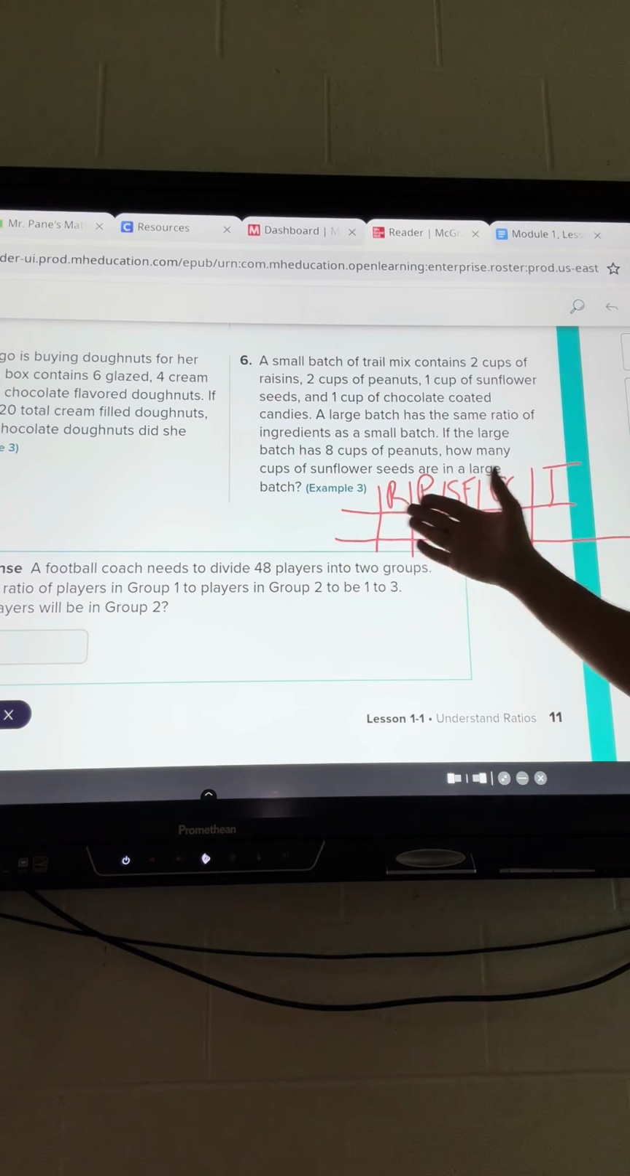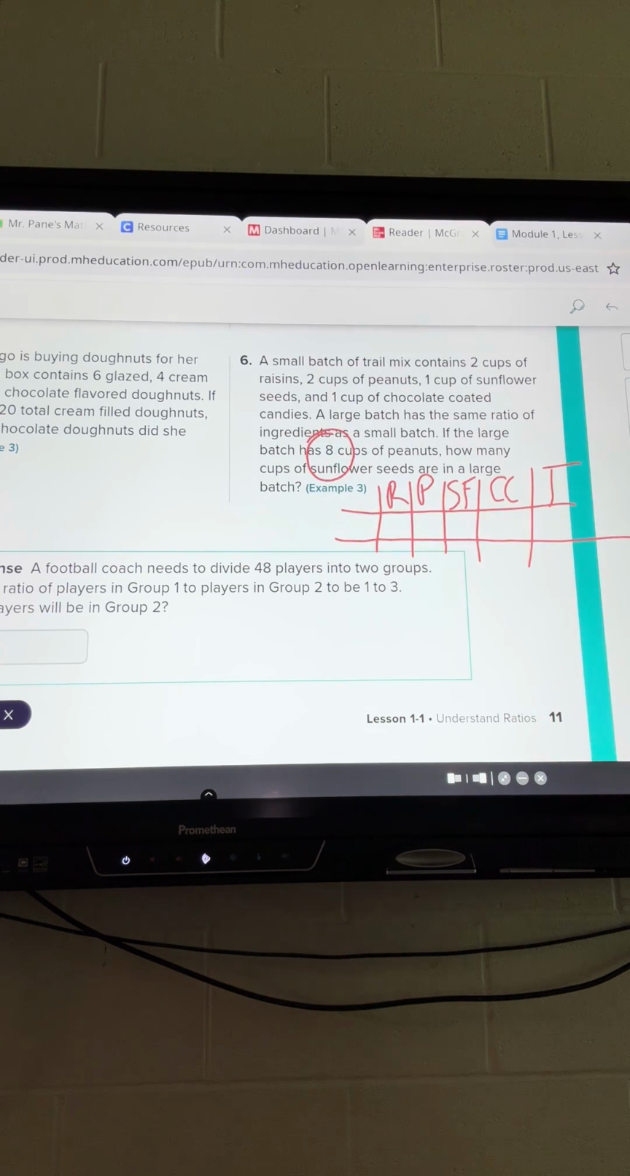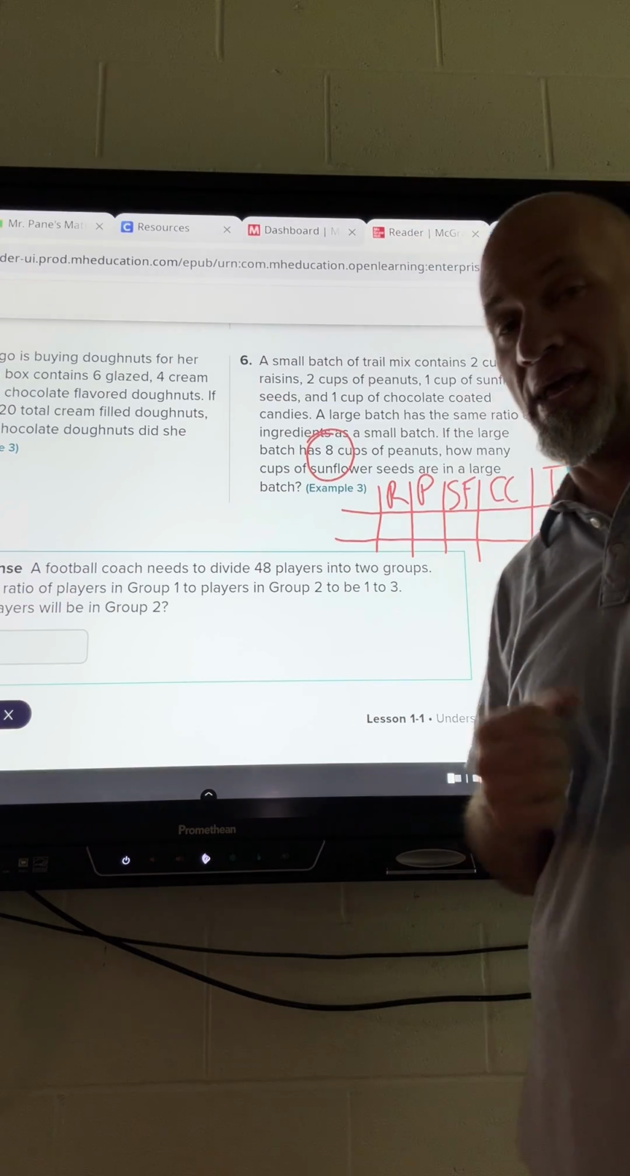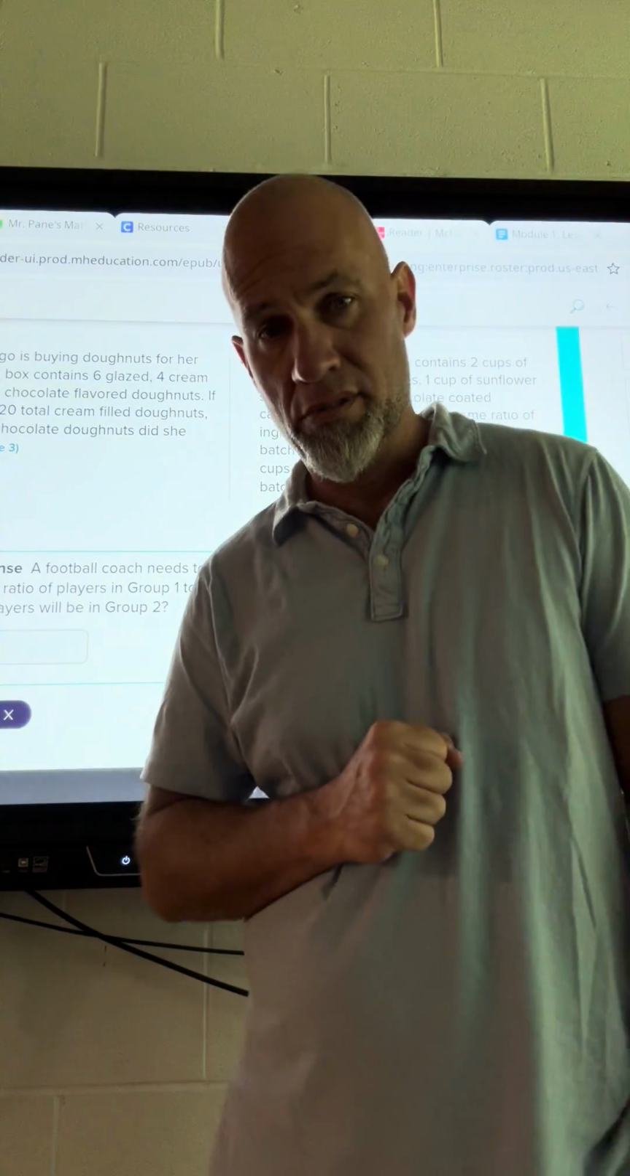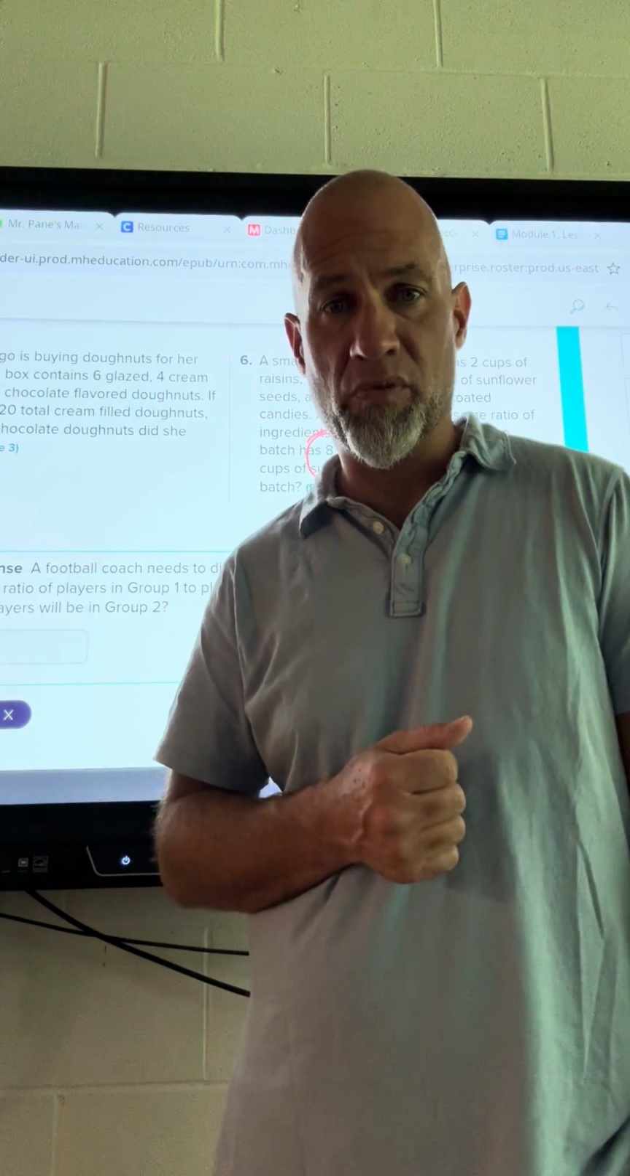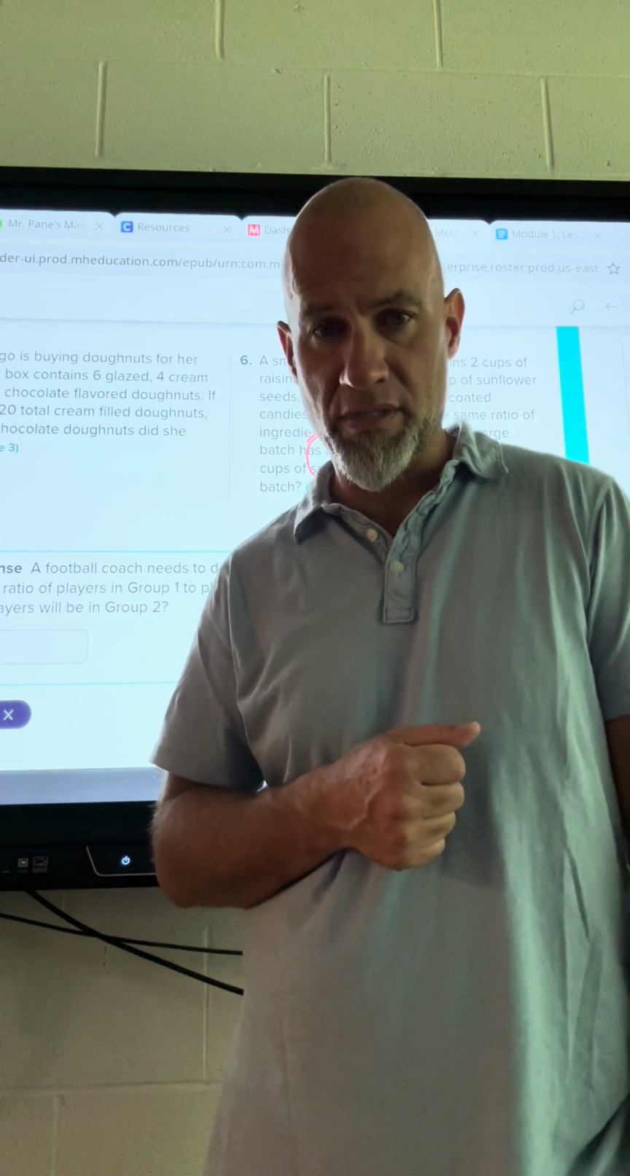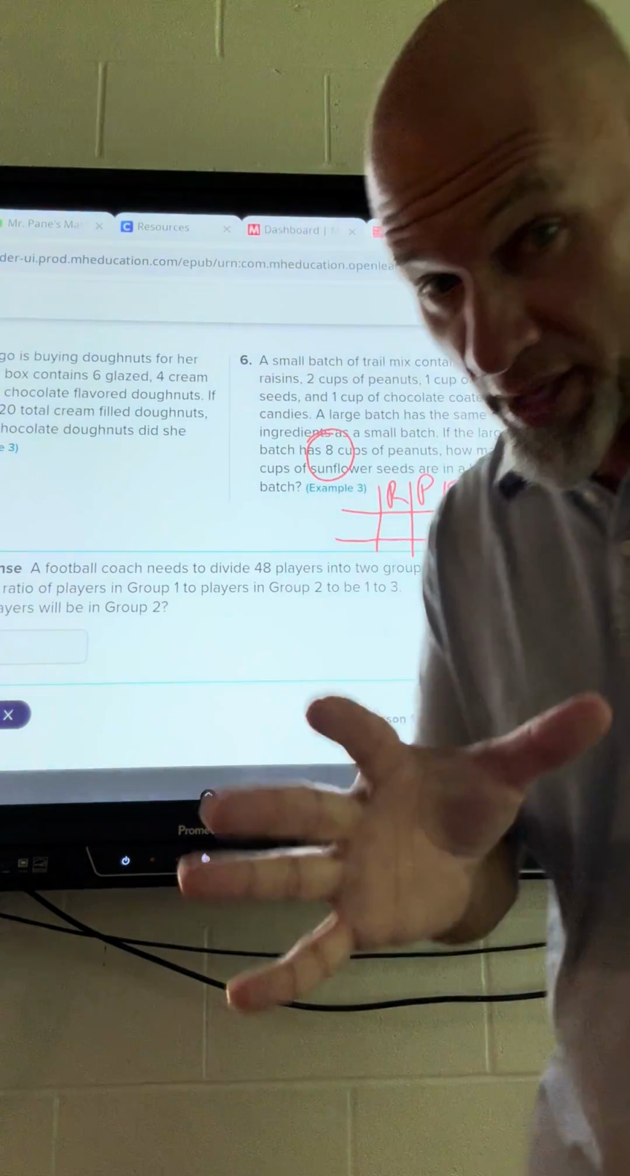So you're going to want to fill in those numbers that they give you and then be able to answer, if the large batch has 8 cups of peanuts, how many sunflower seeds are there? So that 8 is going to go in your second row. You're going to be comparing those numbers to help you figure out what you will have to multiply everything else by. You can do that work on your own.